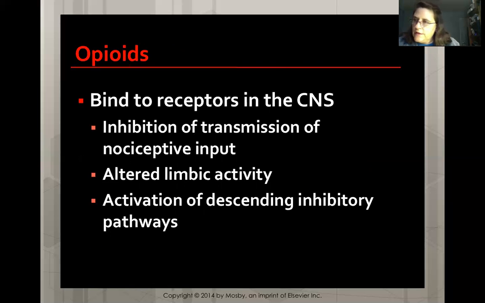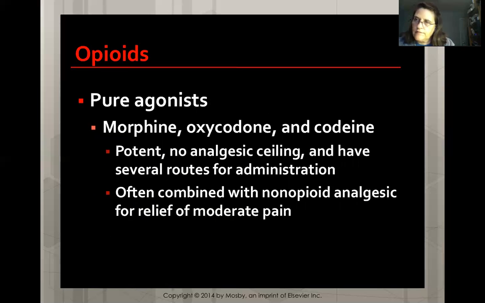Okay, opioids. Our friends opioids bind to the receptors in the central nervous system. They inhibit the transmission of the nociceptive input. They alter the limbic activity, and they activate the descending inhibitory pathways. We have a couple of different kinds. The pure agonists are the ones we use most often. These are morphine, oxycodone, and codeine.